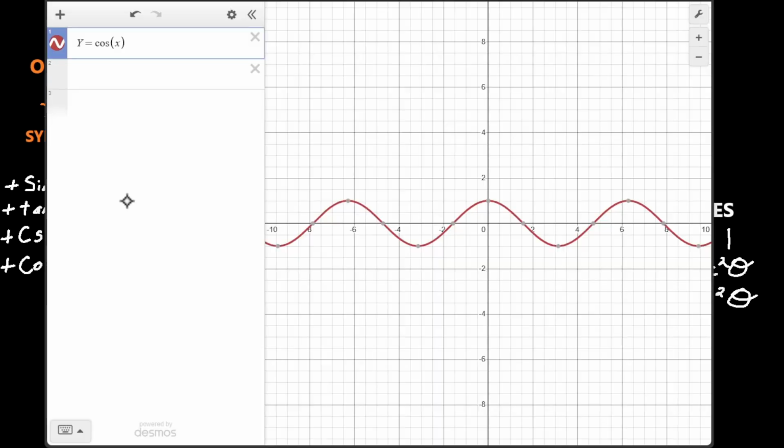Here we have cosine theta, and we notice that it doesn't pass through the origin, but in looking at each side here, it is symmetrical with respect to the y-axis, doing the same thing on each side of the y-axis, but not necessarily at the origin.